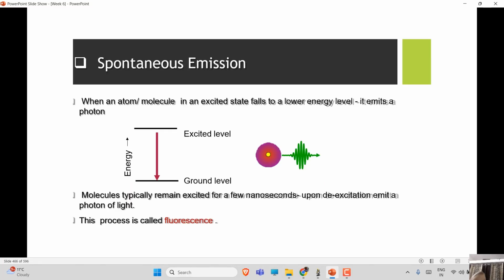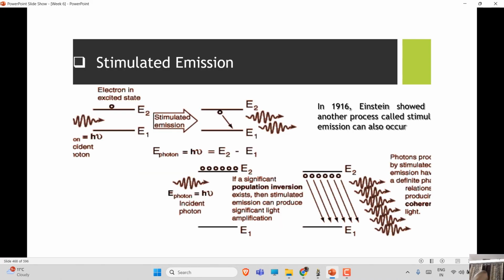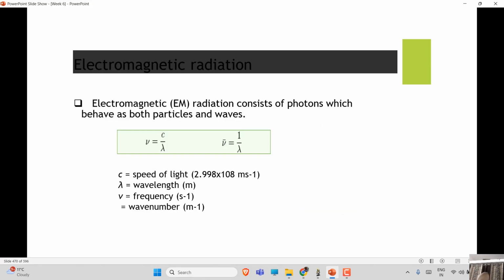Okay. So when an atom or molecule in an excited state falls to a lower energy level, it emits a photon. And molecules typically remain excited for a few nanoseconds. Upon excitation, they emit a photon of light. This process is called fluorescence. So atoms and molecules can also absorb photons, making a transition from a lower level to an excited state. We've gone through this.